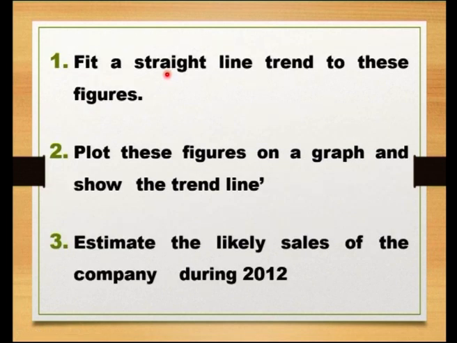The question is: fit a straight line trend to these figures. Plot these figures on a graph and show the trend line. Estimate the likely sales of the company during the year 2012, because the values are given up to 2010 only, and we can predict the future based on the trend values. That is, we have to estimate the y value, the likely sales of the company during 2012, which is a future year for the given data.